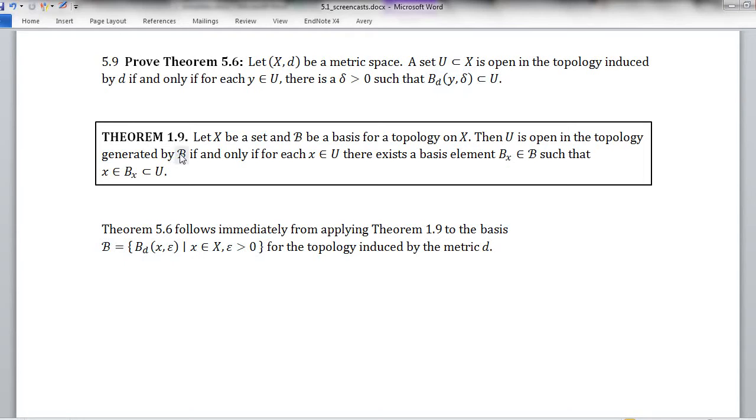If and only if, this theorem tells us, for each X or Y, whatever you want to call it, in U, there exists a basis element, which for us is an open ball, right? Exactly one of these things, which contains X, while this ball automatically contains Y because Y is in the center of it, and is contained in U. And that's exactly what our theorem is saying here. So, yeah, it's just a special case of theorem 1.9 for the basis consisting of these open balls with respect to the metric D.